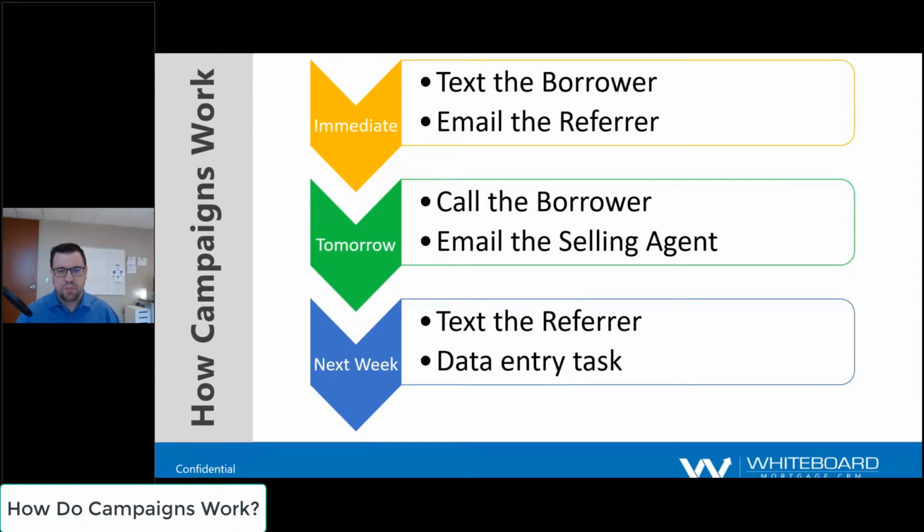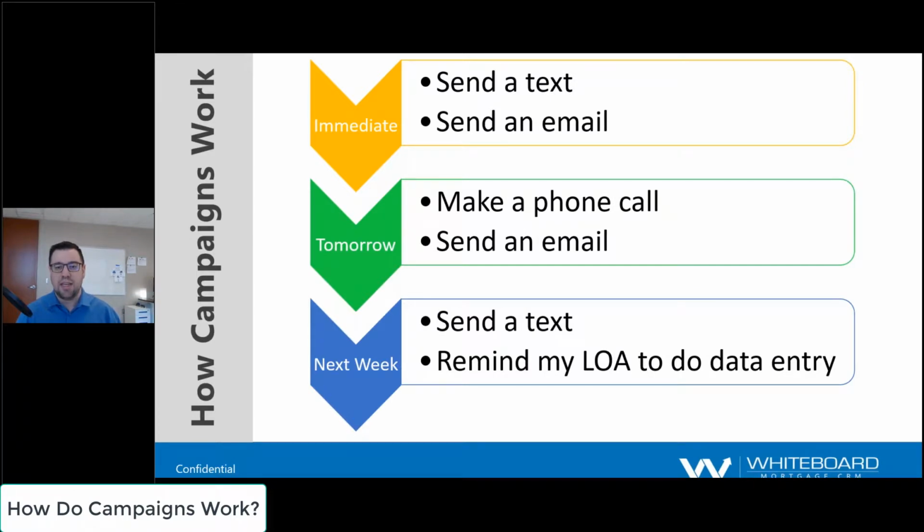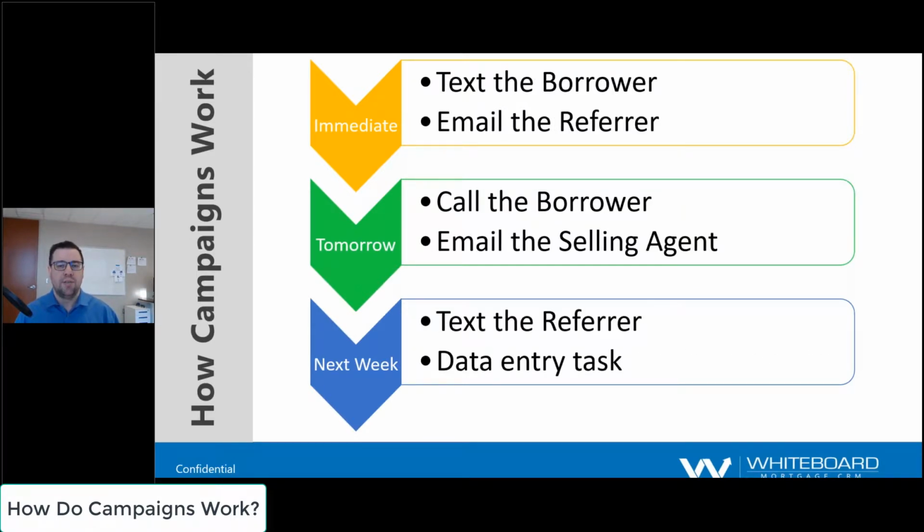So let's take these generic terms and give them specific loan origination terms. I want to text the borrower immediately when something happens. I want to email the refer immediately when something happens. I want to call the borrower. I want to email the selling agent because something happened yesterday, right? So I want that to happen tomorrow, right? So next week, I want to text the refer. I want to remind my LOA to do a data entry task, right? So we're starting to take these abstract concepts, send a text, and starting to overlay into that the who and the when, right? When something happens, when that triggering event happens, text the borrower, text the buying agent, text the builder, text the CPA, whatever the case may be.